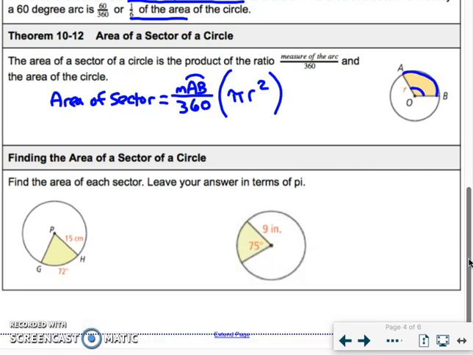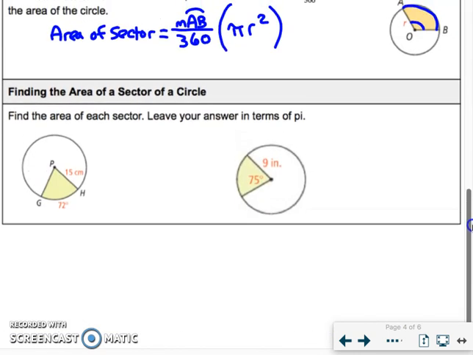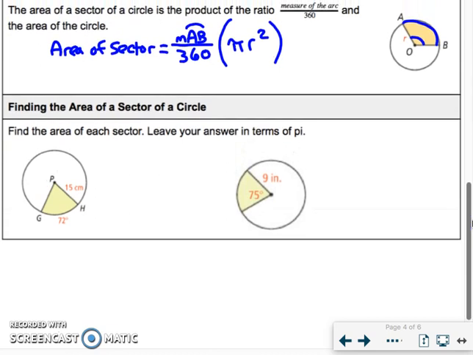Let's find the area of each sector, leaving our answer in terms of pi. I'll leave the formula up above here. If I want to know the area of this sector, then I need to know how many degrees the arc is. This time it's 72, and I need to know the radius. So the area of this sector is going to be 72 out of 360 times pi times 15 squared. 72 out of 360 simplifies right down to 1/5. So we're taking 1/5 of the circle this time.